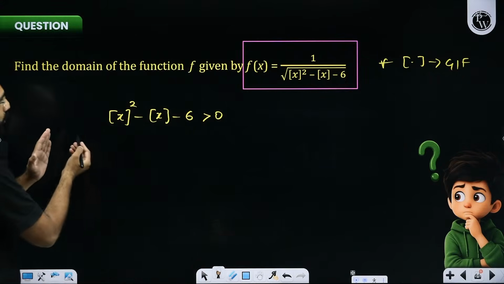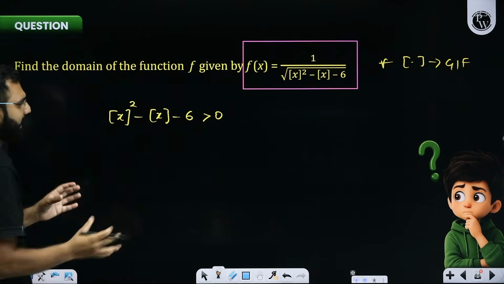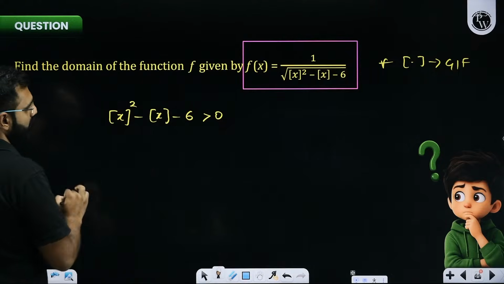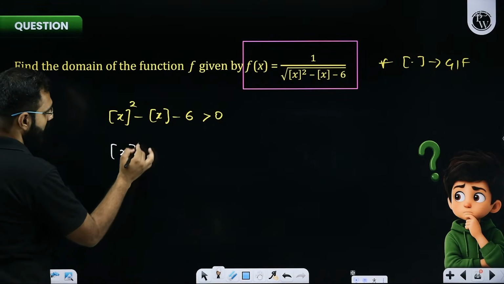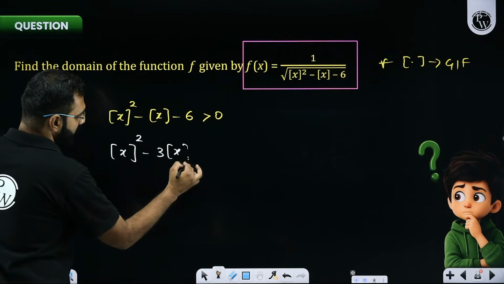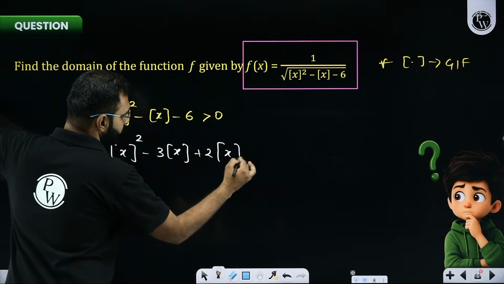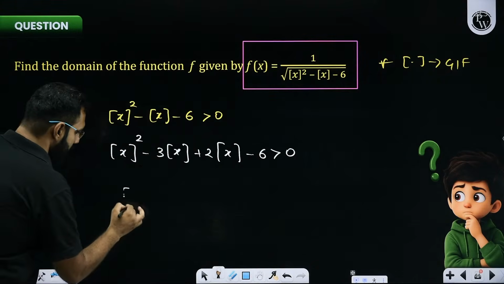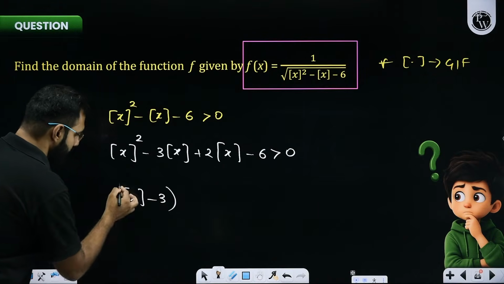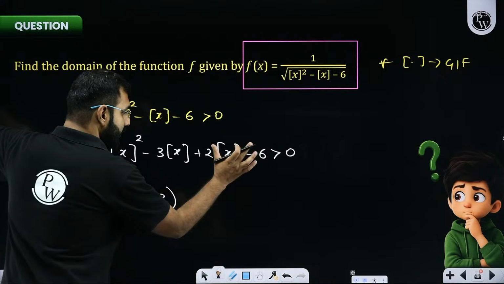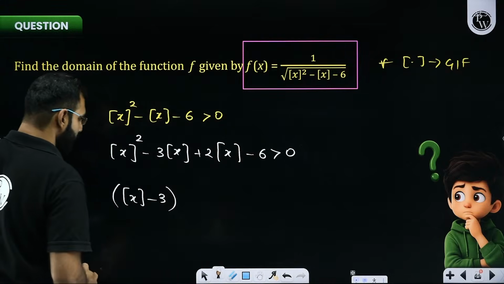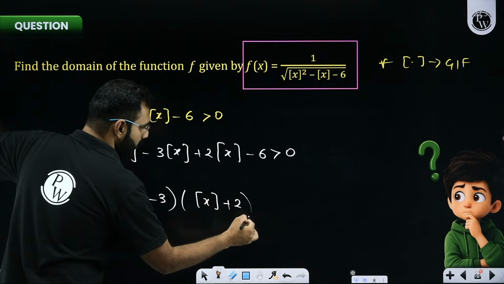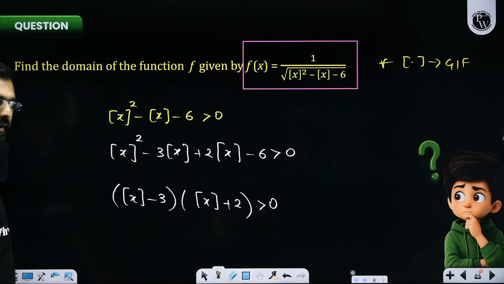With this, sir, how do we resolve it? How do we solve it? How do we work it out? I think splitting the middle term is the best practice here. So what I'll do here is minus 6, minus 3 and plus 2 will do the job. So GIF of x squared minus 3 times GIF of x plus 2 times GIF of x minus 6 greater than 0. If I take GIF of x common from here, I'll get GIF of x minus 3 from here. If I take 2 common from here, I'll get GIF of x minus 3 here. So I took GIF of x common from the first part and I took plus 2 common from the second part, and that has to be positive. Everybody got it?